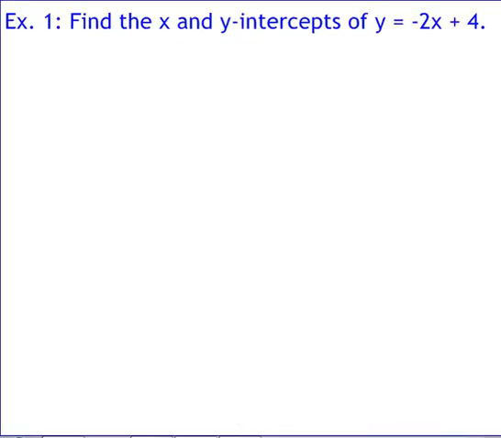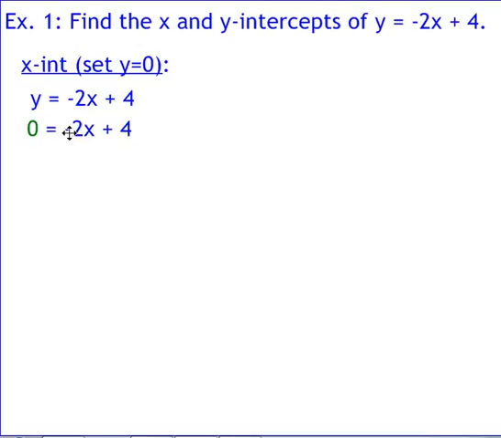In this example, we'll find the x and the y-intercepts of y equals negative 2x plus 4. Let's start by finding the x-intercept. In order to find the x-intercept, we have to set y equal to 0. So we'll start with the equation that we were given. Substitute a 0 in for y. And once that's done, we can just solve for x.